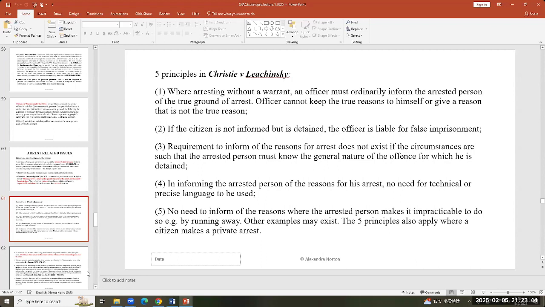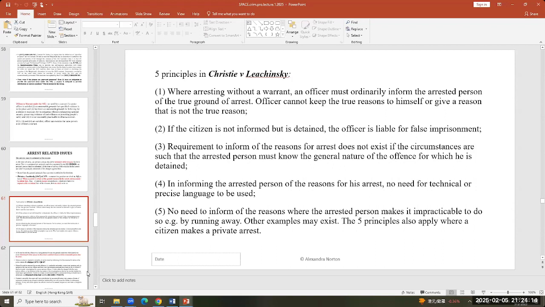If they don't inform them of the reasons for arrest, then there is the potential that the officer is committing assault or false imprisonment. But if, because of the circumstances, it's not possible to inform the person why they're being arrested, it's impracticable to do so because they're trying to escape, or if they already must know the reasons why they're being arrested, they don't need to be informed about the reasons for the arrest.